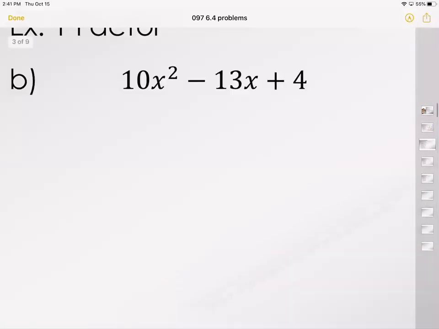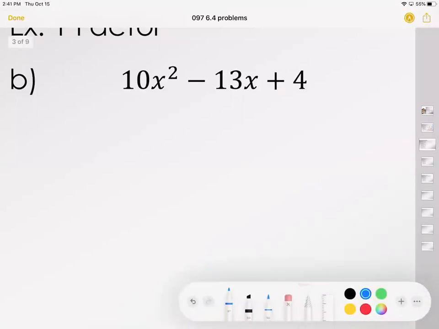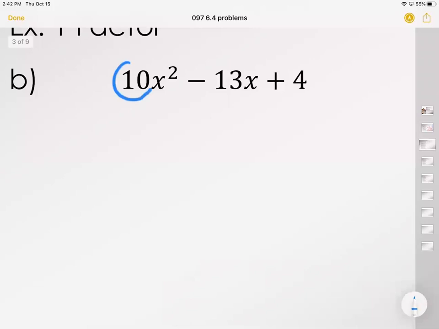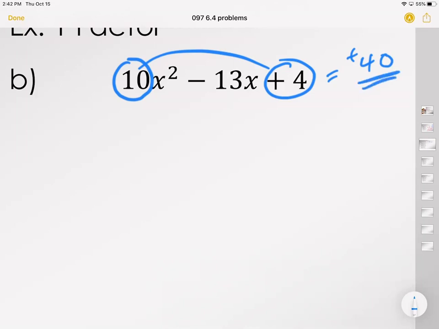So no matter what problem you have, this is what you need to do, ladies and gentlemen. You need to take the A times the C, to give you positive 40. And positive 40 tells you that we need two numbers that multiply to give you 40, but add together to give you 13. And if you're in doubt, just list every single number out.